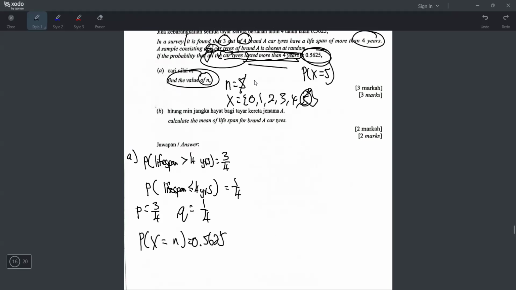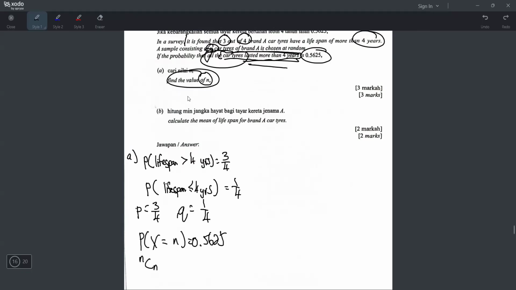But what if I assume the n is 4? Then this probability will be P(X = 4). I just assume 4 and 5, it's not actually 4 and 5, right? So we have to treat it as n, because we don't know. Even though we don't know, we know that it will be nCn.